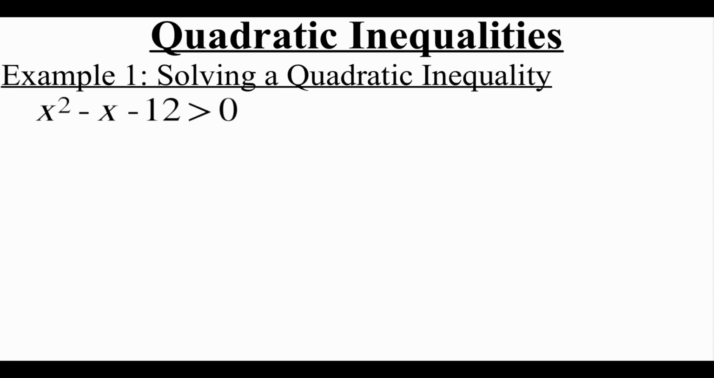So in this first example, we're going to look at the inequality x squared minus x minus 12 is greater than 0. And we're going to treat it just like we would a quadratic equation, and we're going to try to get that left-hand side factored out. So to get that x squared, we're going to need x and x. We need numbers that are going to multiply to negative 12, but add up to negative 1 in the middle. So that's going to be a positive 3 and a negative 4.